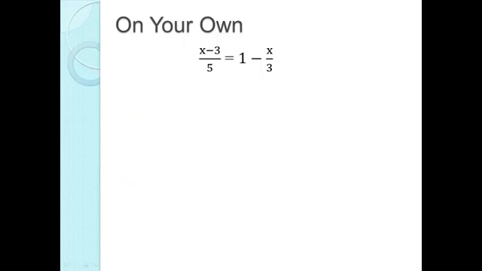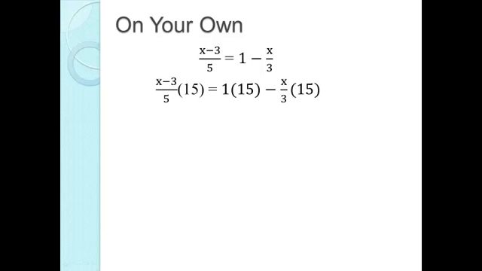At this point, pause the video and try solving this equation on your own. When you are ready, play the video to check your answer. We first want to decide what is our common denominator. Both 5 and 3 will go into 15, so we will multiply everything in our equation by 15.